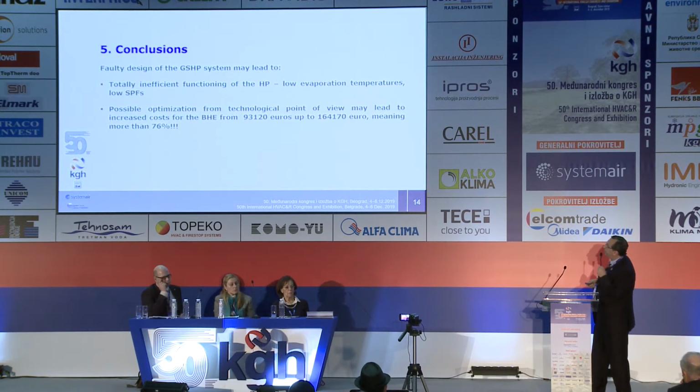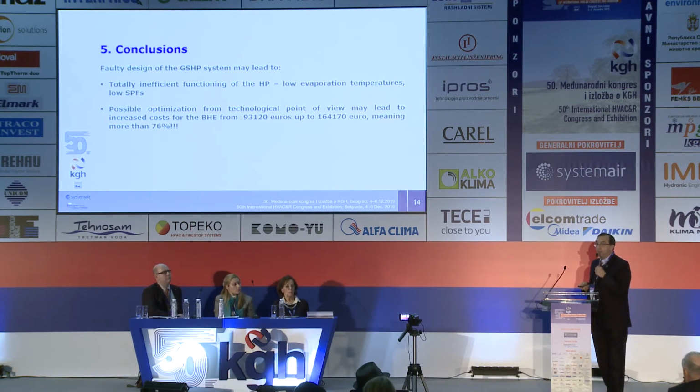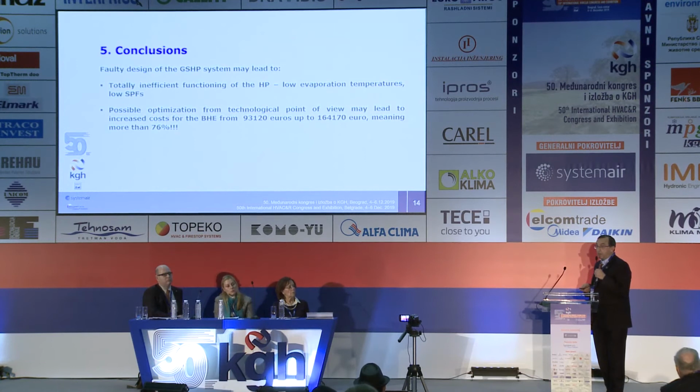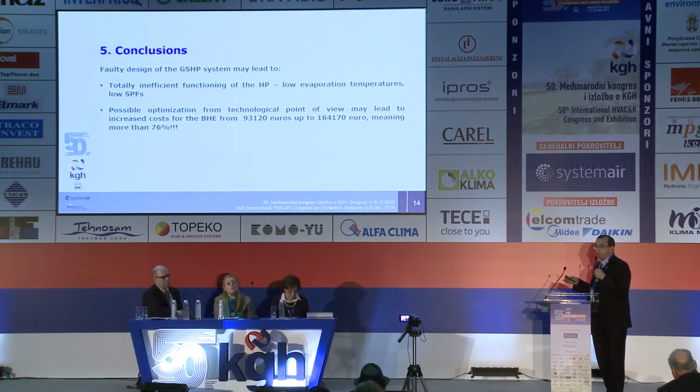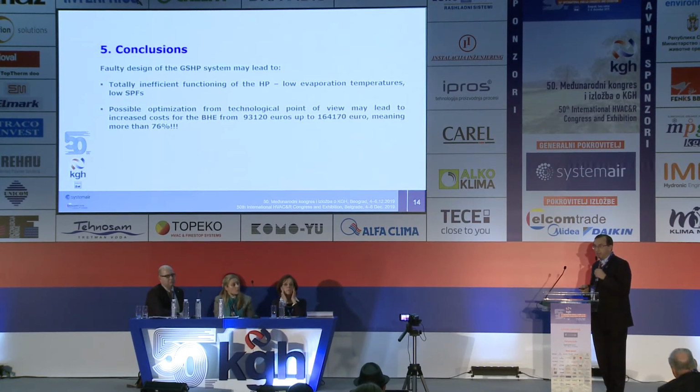It shows that faulty design of the ground source heat pump system may lead to totally inefficient functioning of the heat pump, low evaporation temperatures, low SPFs, and a possible optimization from a technological point of view may lead to increased costs for the borehole heat exchangers by more than 70%. So it is very, very important when designing ground source heat pump systems to make a thorough calculation and, of course, to harmonize all engineers dealing with the energy systems in that facility, be it building or industrial facility.